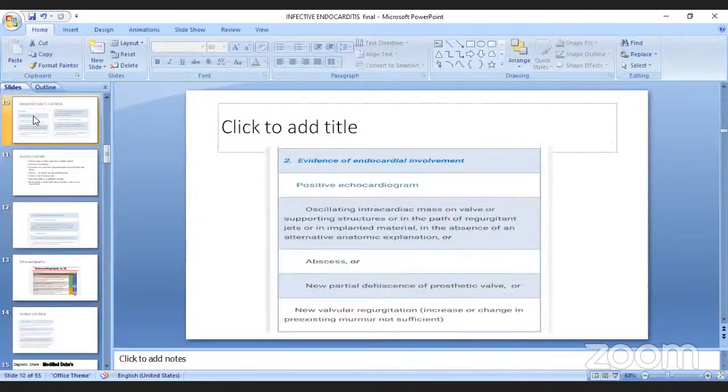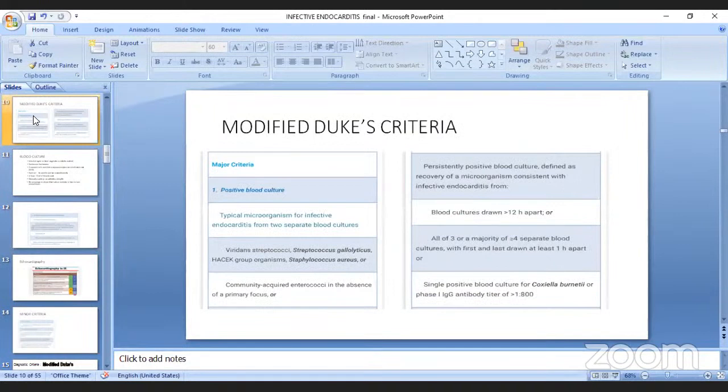So what do you mean by a positive blood culture? A positive blood culture means there is a typical microorganism for infective endocarditis from two separate blood culture bottles. I go to the patient, I collect blood cultures and put them in two separate blood culture bottles, and I get Streptococcus viridans, or Streptococcus gallolyticus, or a HACEK group organism, or Staphylococcus aureus, then I don't have to go for anything else. One of my major criteria is fulfilled.